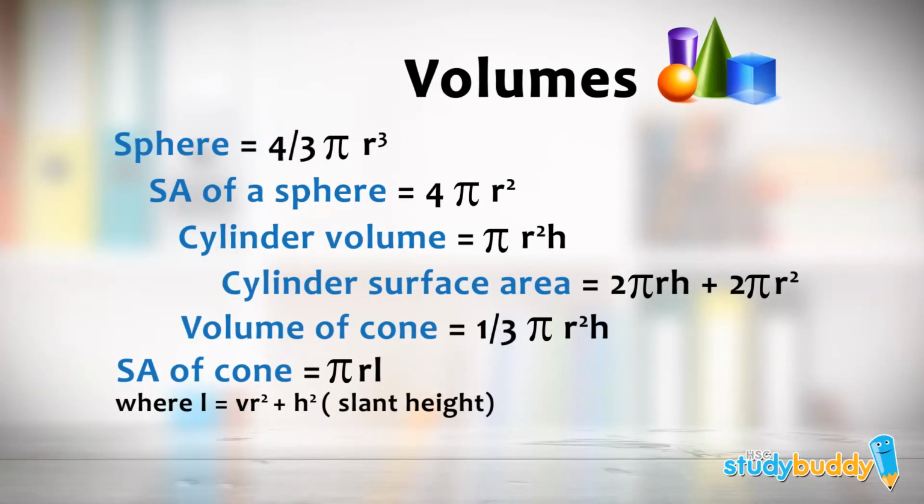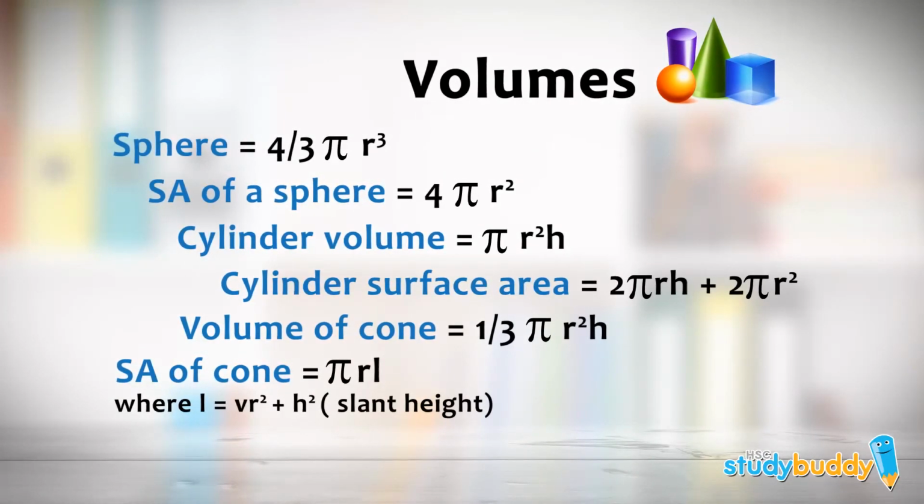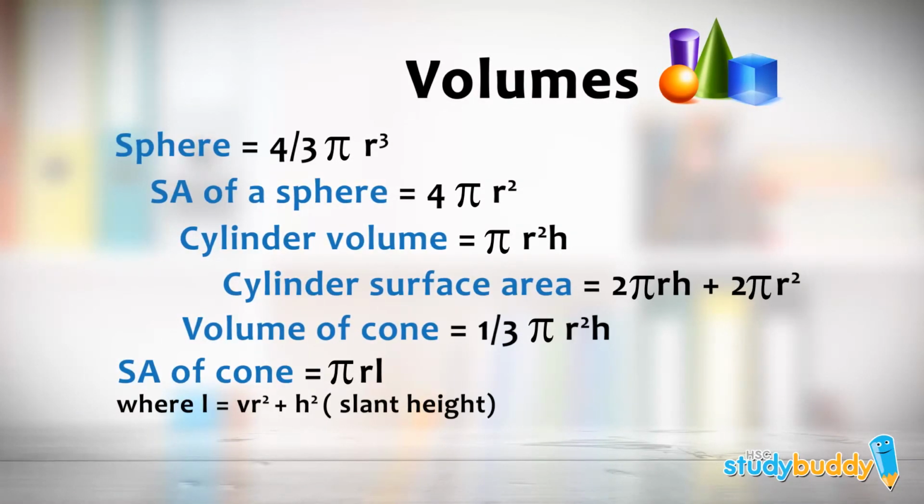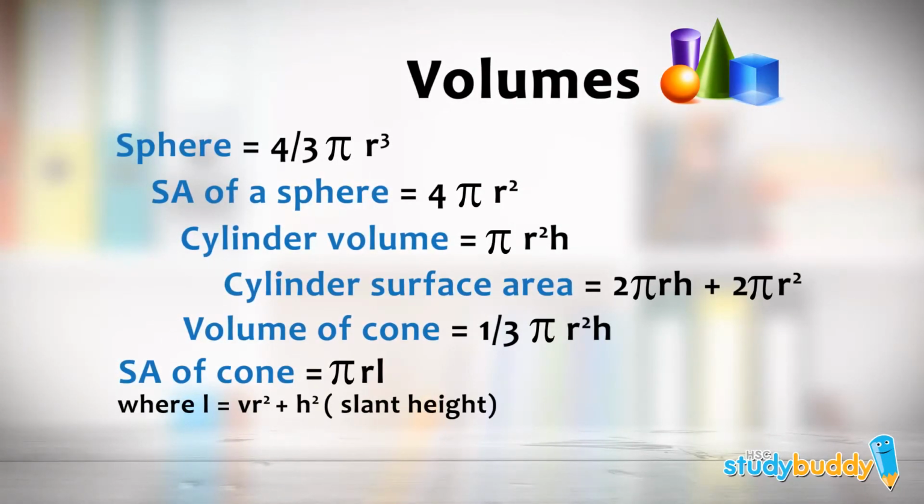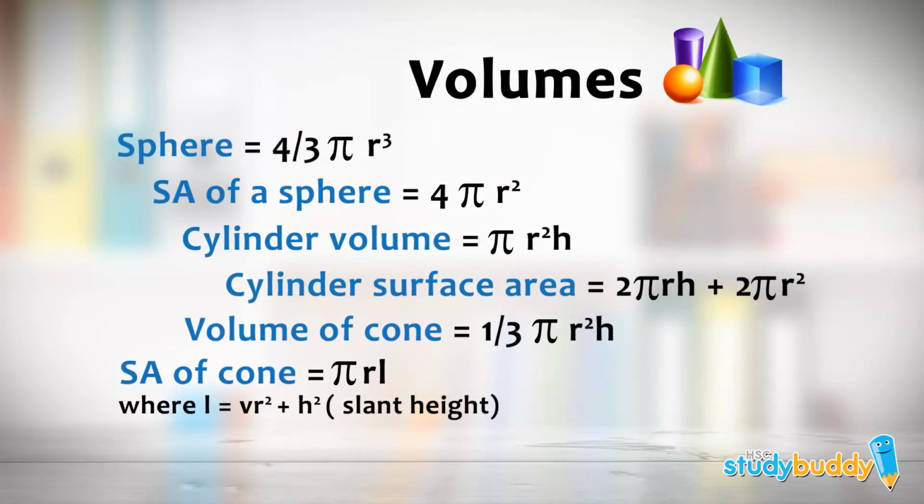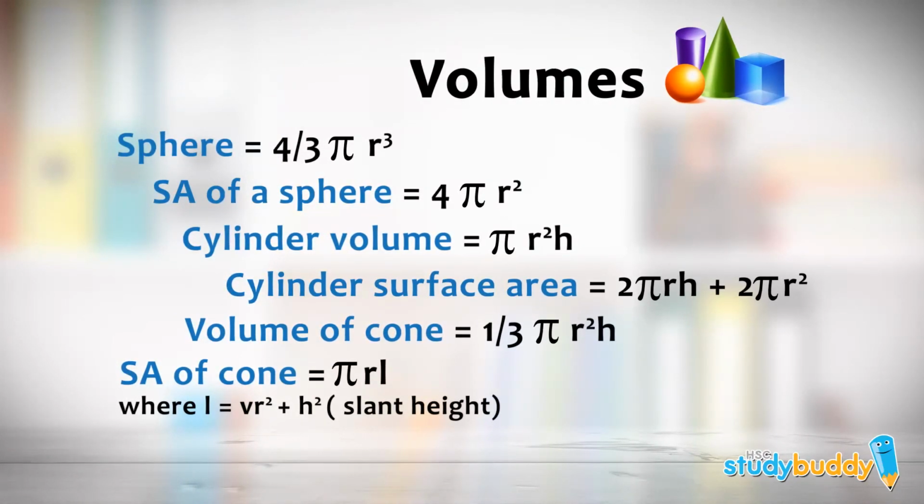Similarly with the cone, if your cone does not have a lid, then your surface area will only be the pi r l, where l is the slant height. If your cone does in fact have a lid, we'll need to add the pi r squared to this formula.